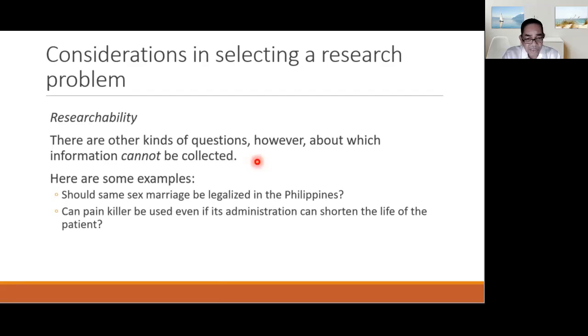Example, should same-sex marriage be legalized in the Philippines? Can painkillers be used even if their administration can shorten the life of the patient? These are questions that are not researchable. Should same-sex marriage be legalized in the Philippines? This is not a researchable question. We cannot collect data to answer this question.